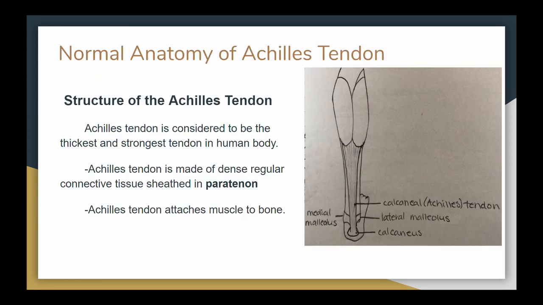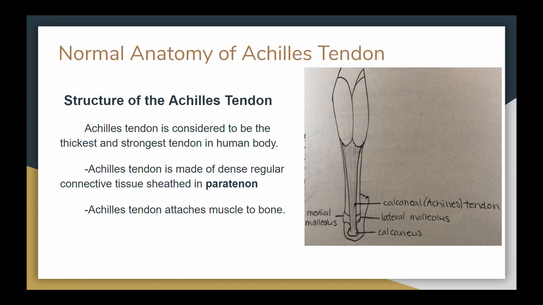We're going to go over the normal anatomy of the Achilles tendon. As you can see on the right screen, you can see the Achilles tendon, also known as the calcaneal tendon. It is considered to be the thickest and strongest tendon in the human body. Also, it is made up of dense regular connective tissue.